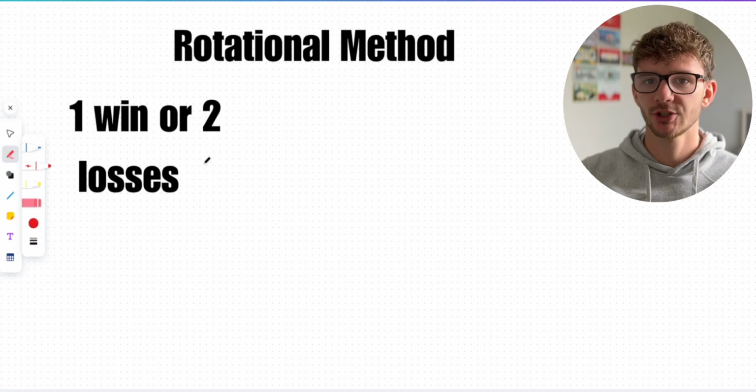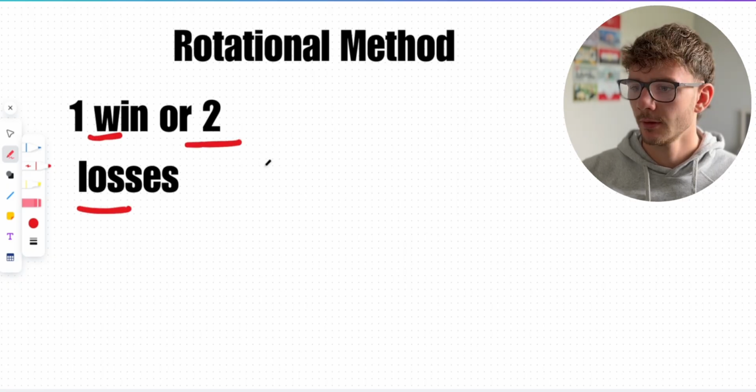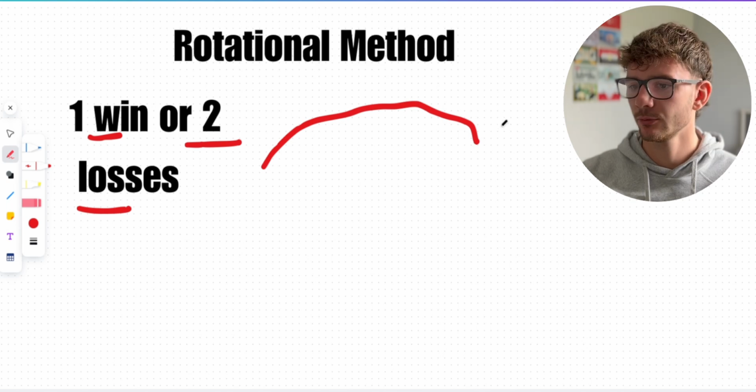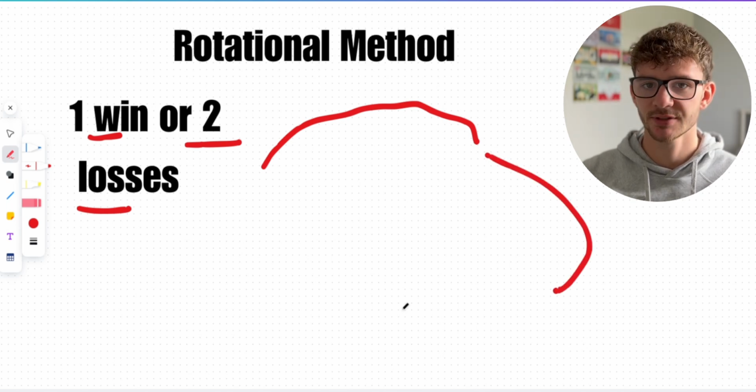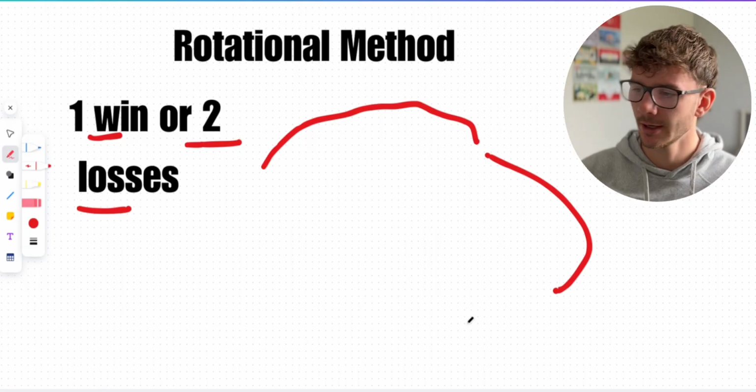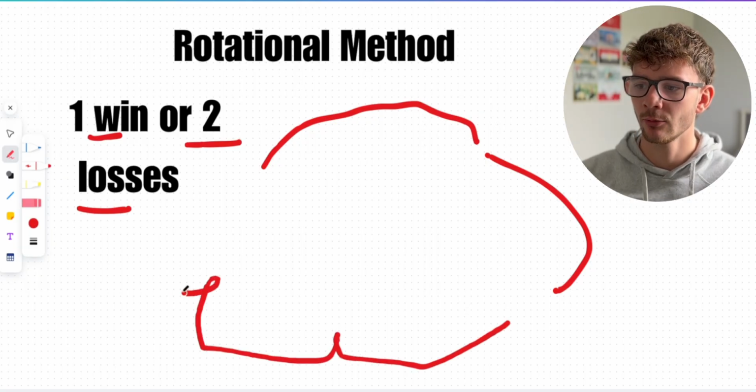So I will be switching accounts after I've had one win or two losses on each account. Then I will come across here to my next account, same thing, one win or two losses, and then I will go to the next account, same thing, one win, two losses, you get the idea. And I'll just go in circles around my accounts.